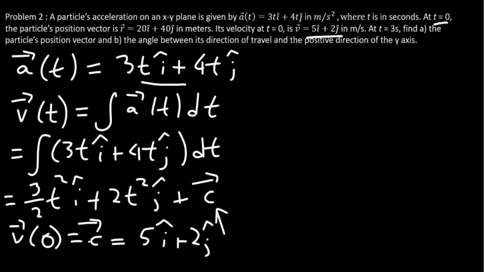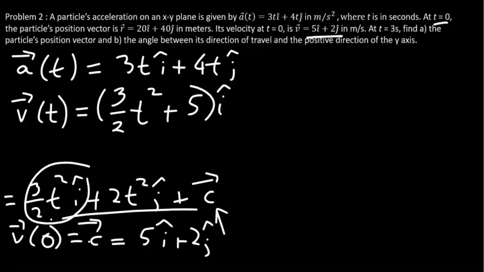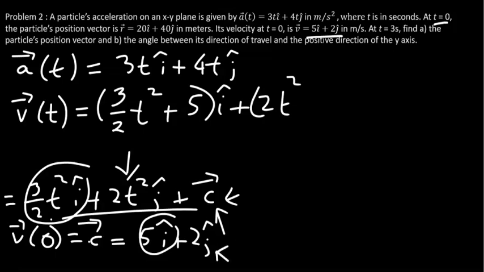So now we have a complete expression for the velocity vector for any time t. Let's write that down here. So grouping the i hat components as 3 over 2 t squared, or the x component, plus 5, so that's i hat. So that is this component plus that component, which is part of that constant vector c. Now the y component, or the j hat component, is 2t squared. That's this one, plus 2. So that's the j hat.